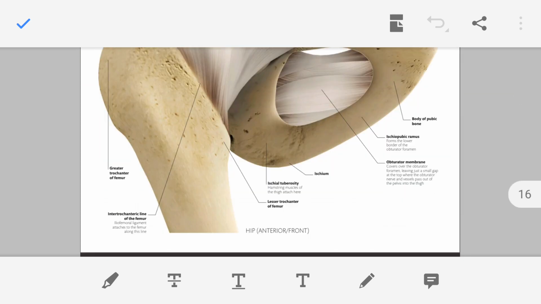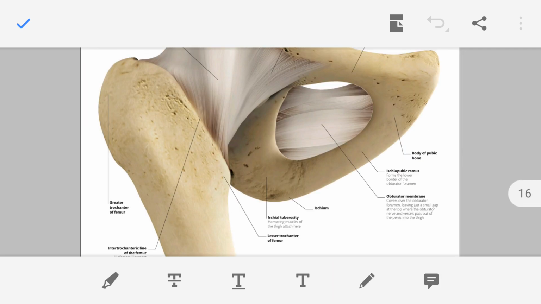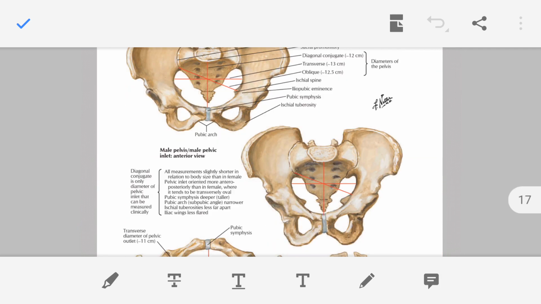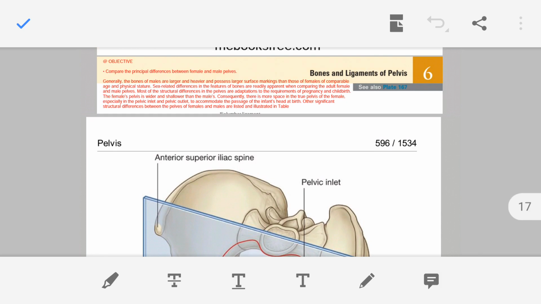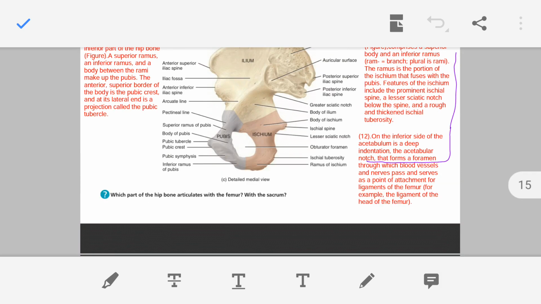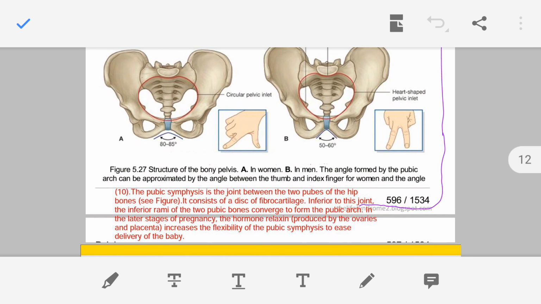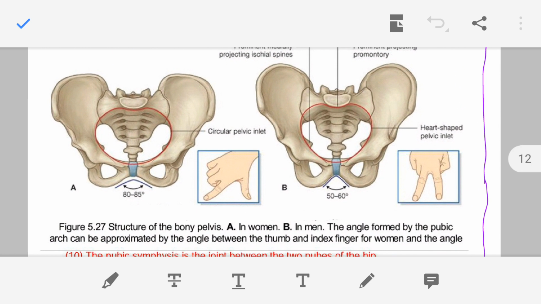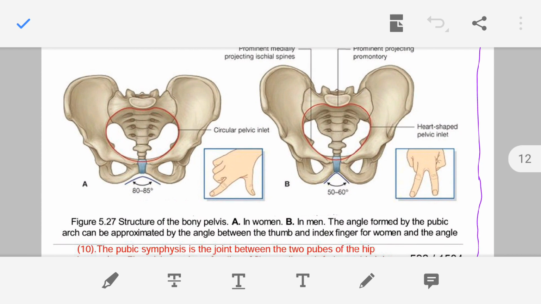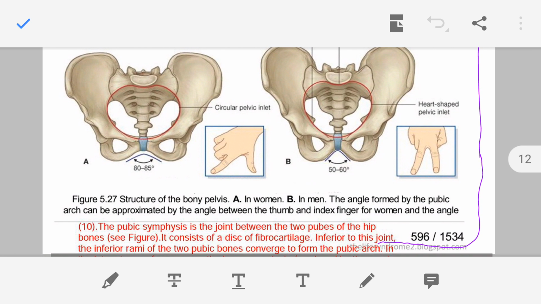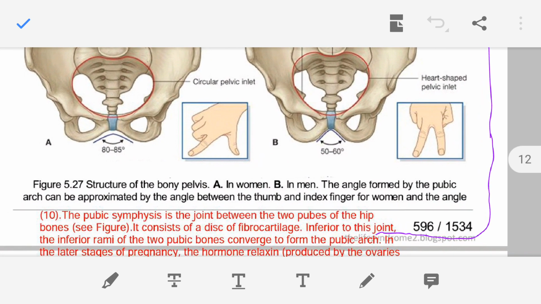Now moving on to the 13th point of our discussion. Before we discuss the 13th point, I would like to tell you something about the last point, which is related to the width of the pelvis. In this last point we are going to compare the broadness or the width of the female and male pelvis. But before that, you see this figure.